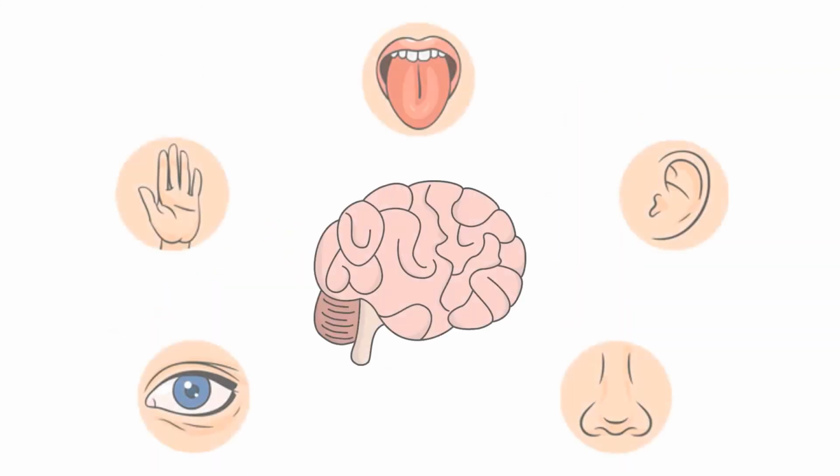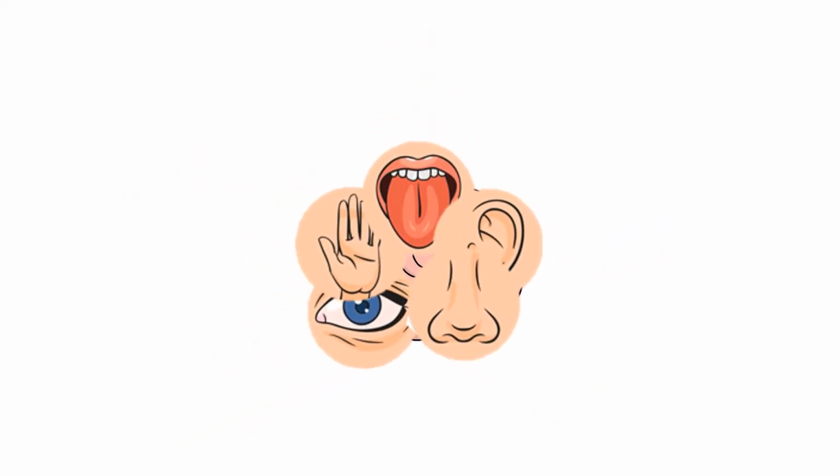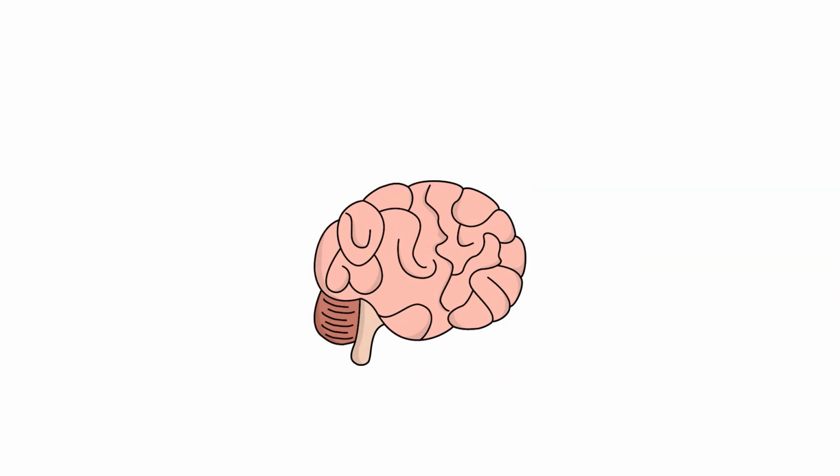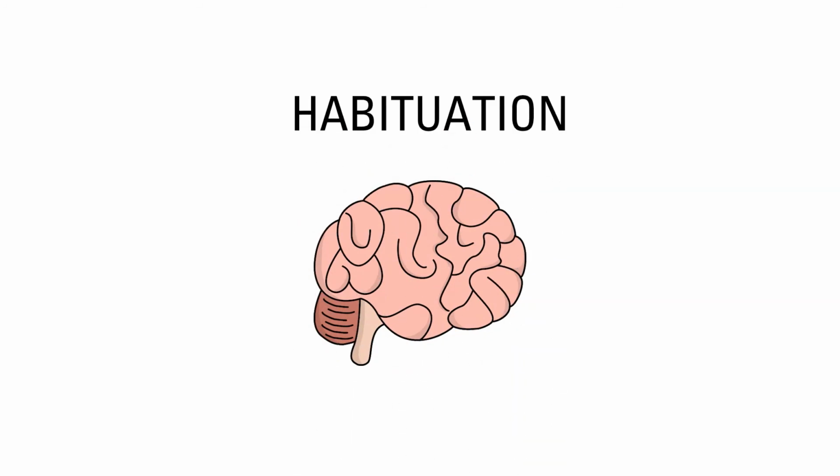Our brains have the tendency to tune out any information that is constant, and this helps to ensure that our brains don't get sensory overload. This whole process is known as habituation.